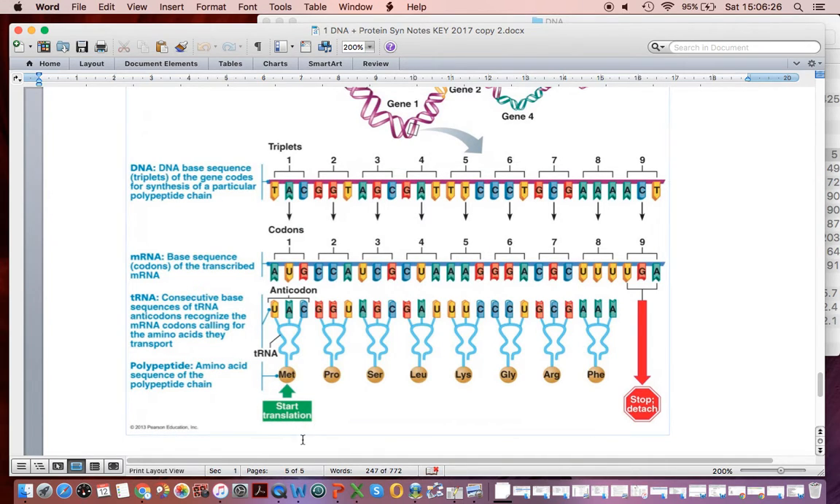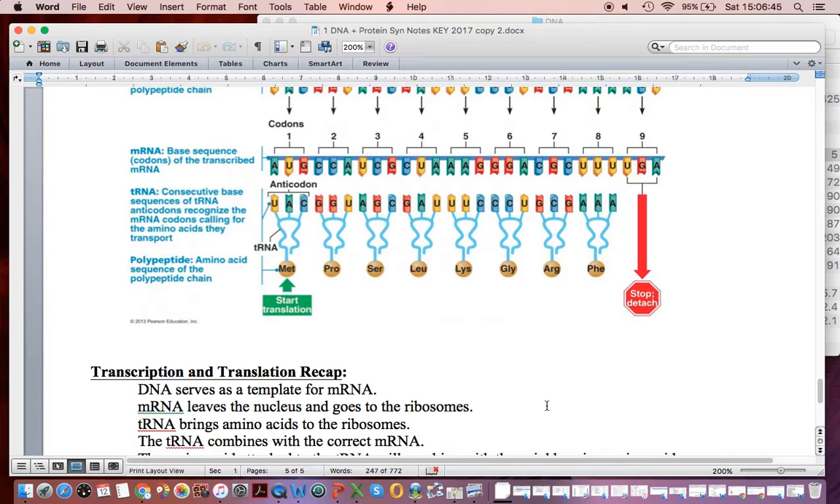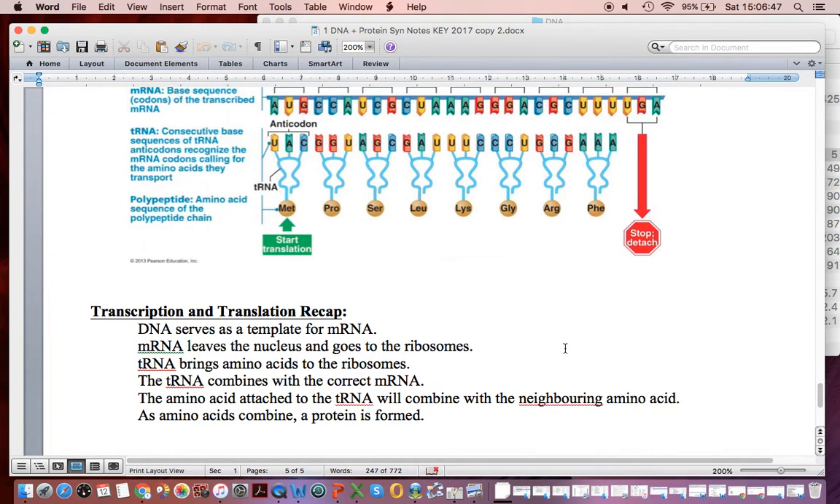We can get a little more exotic where we look at start and stop. Start tells us where to start reading the DNA. Stop tells us where to stop reading, and that will determine the length of our messenger RNA and ultimately the length of our protein. You will see this if you take Biology 11, and you'll see it again in Biology 12. So it's really great if you get a good handle on it.